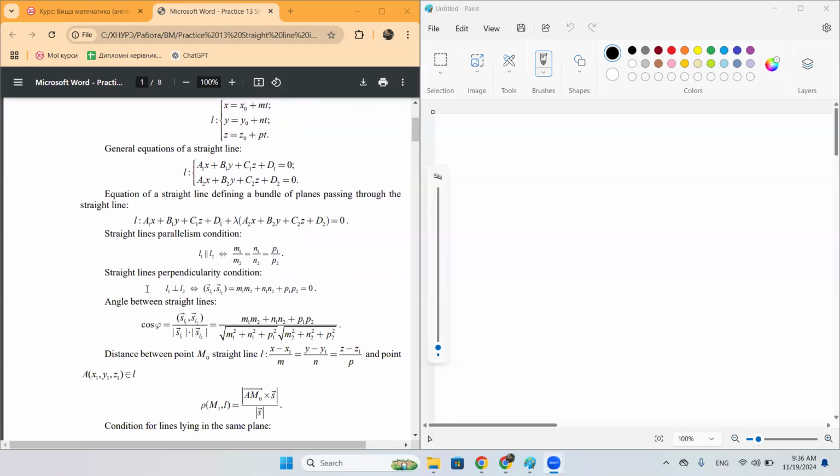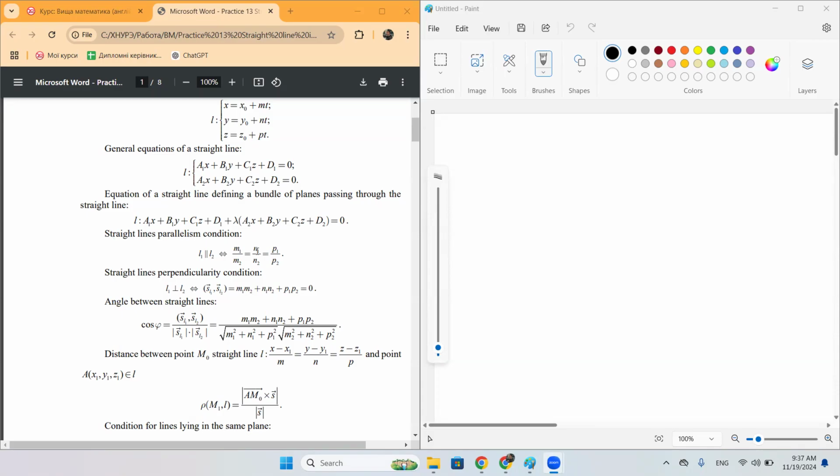Here is the equation of a straight line defining a bundle of planes passing through the straight line. So lambda is a real number, a parameter, we can use values that we need.